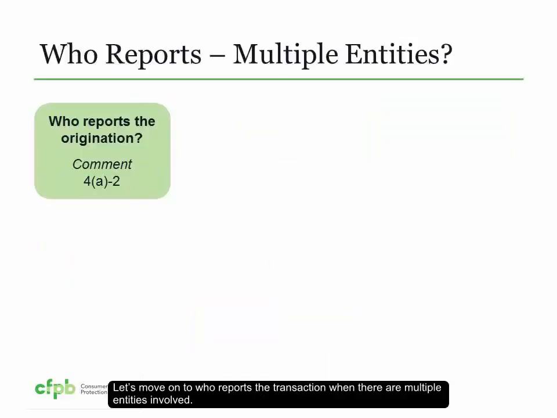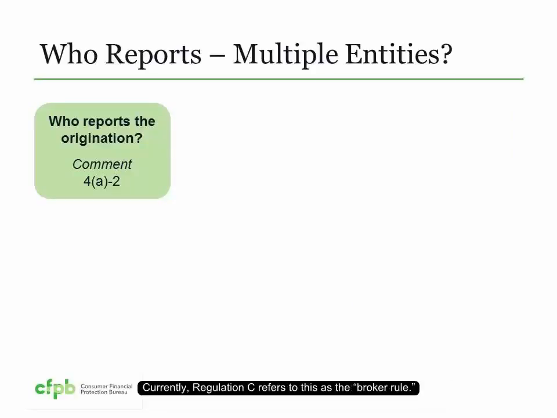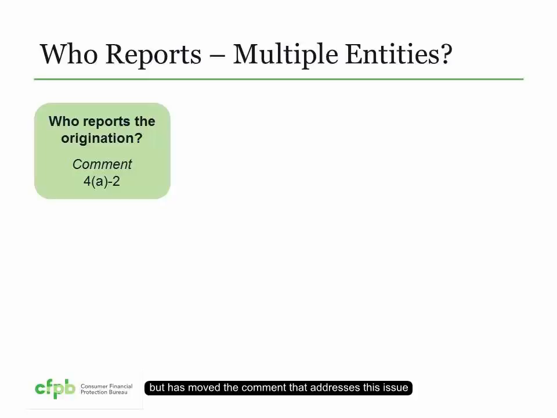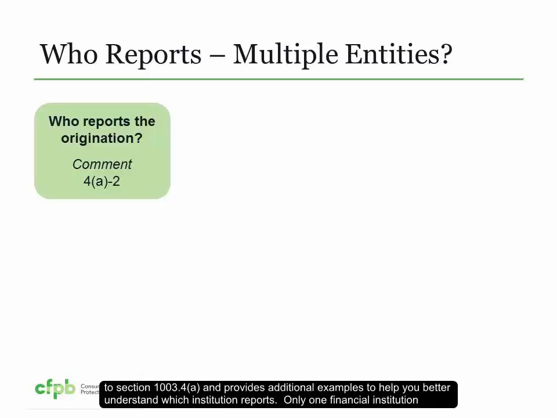Let's move on to who reports the transaction when there are multiple entities involved. Currently, Regulation C refers to this as the broker rule. The final rule does not change the rules for determining which institution reports a particular transaction, but has moved the comment that addresses this issue to Section 1003.4(a) and provides additional examples to help you better understand which institution reports.